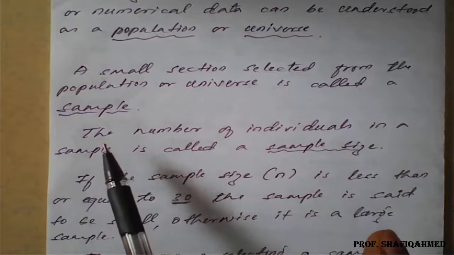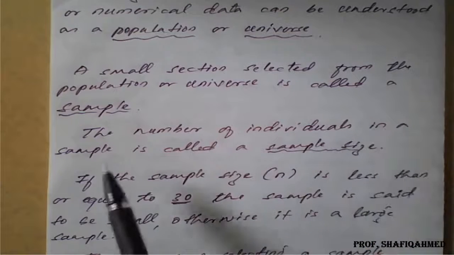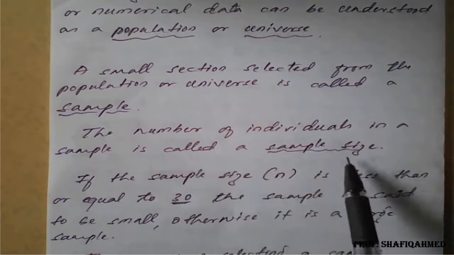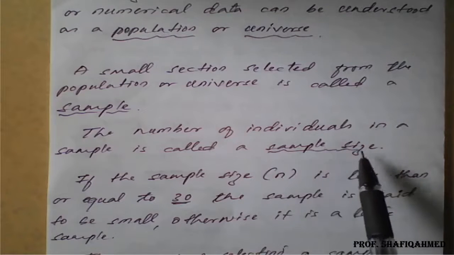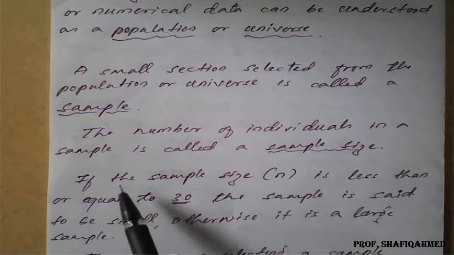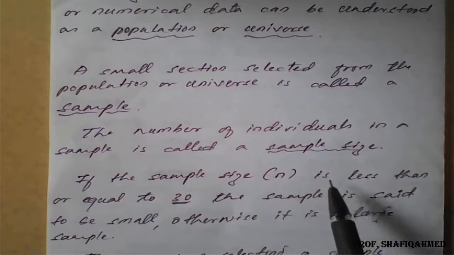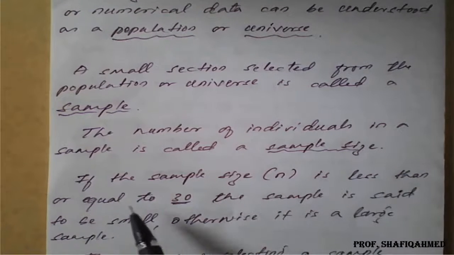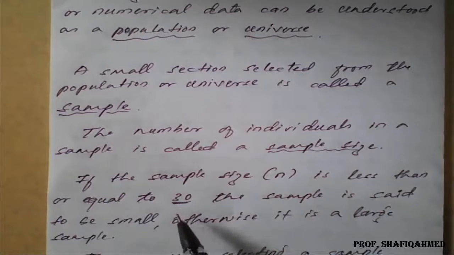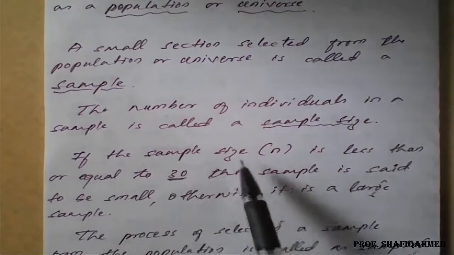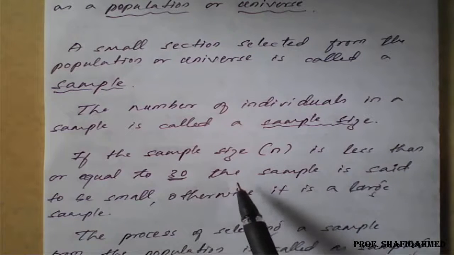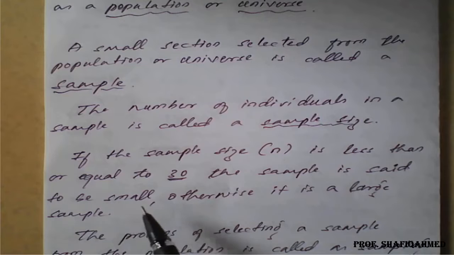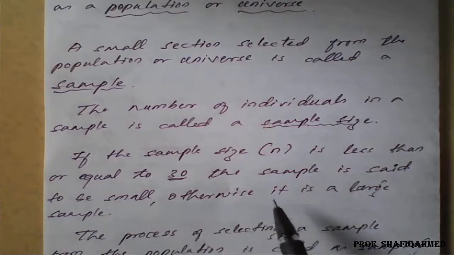Next, the number of individuals in a sample is called the sample size. I'll repeat, the number of individuals in a sample is called sample size, and the sample size is denoted as small n. If the sample size n is less than or equal to 30, this is a very important point, the sample is said to be small. Otherwise it is a large sample.